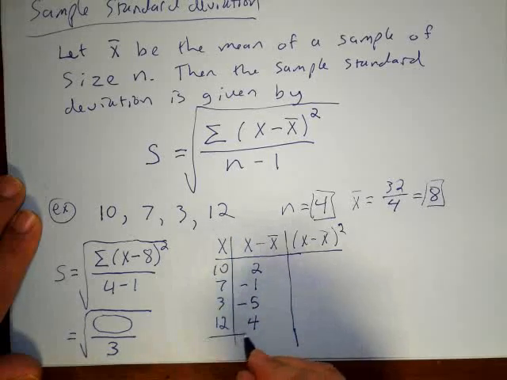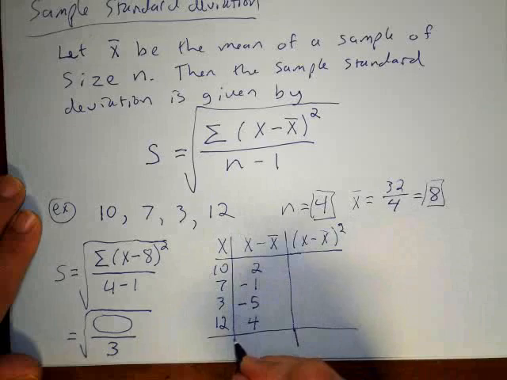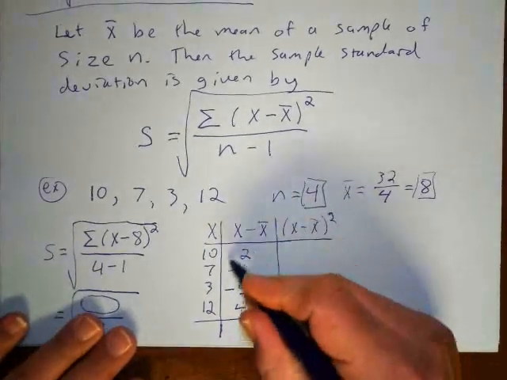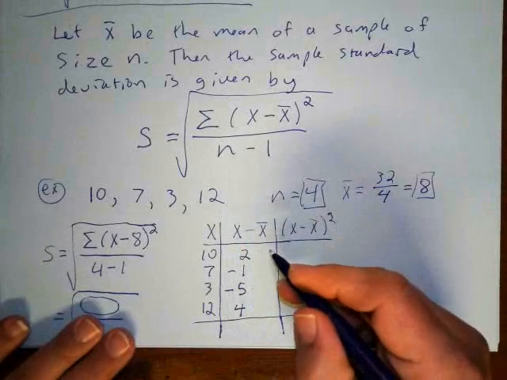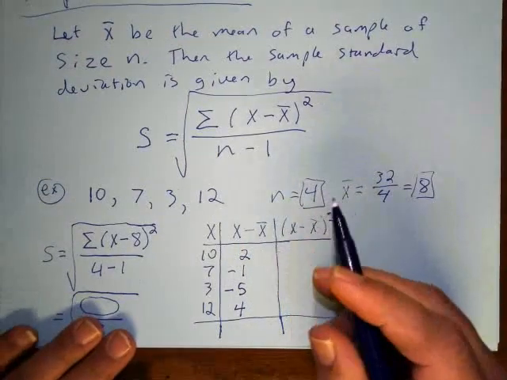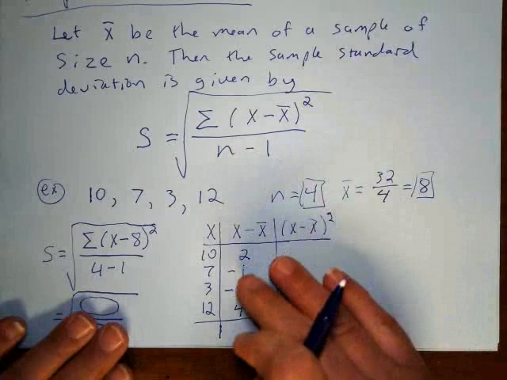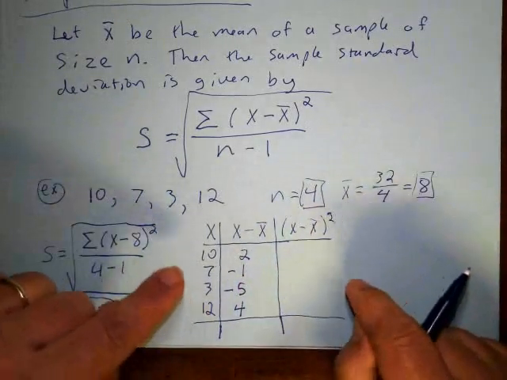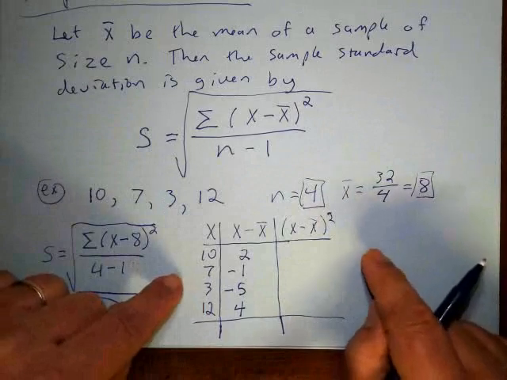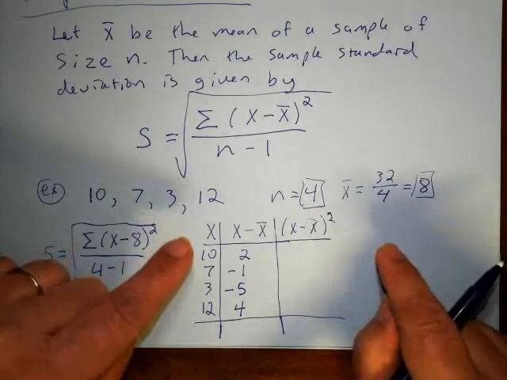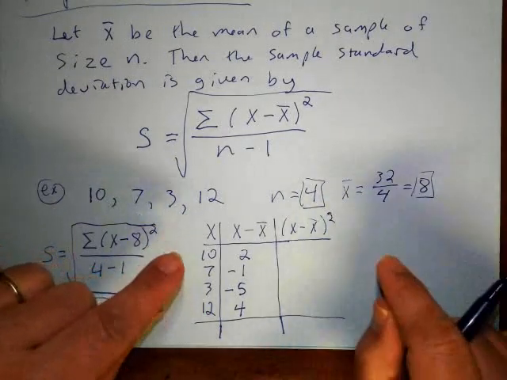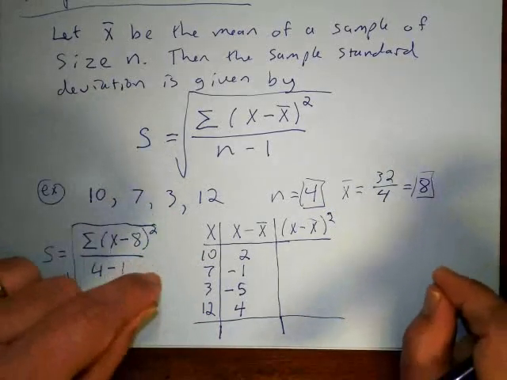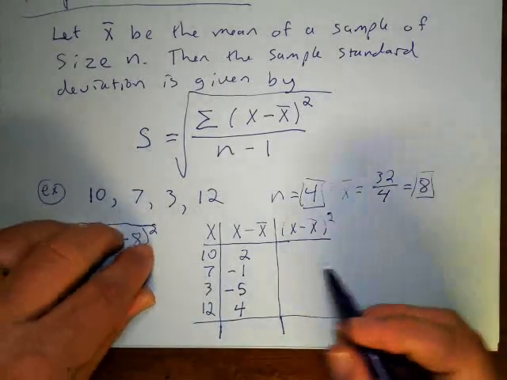Okay, now at this point you can check your work and make sure you're doing everything right. The way that you do that is that this column should add up to 0. The idea here is that the mean is actually the balance point of the data set. What that means is that all the deviations below the mean balance all the deviations above the mean, so that the data set balances there at the mean.